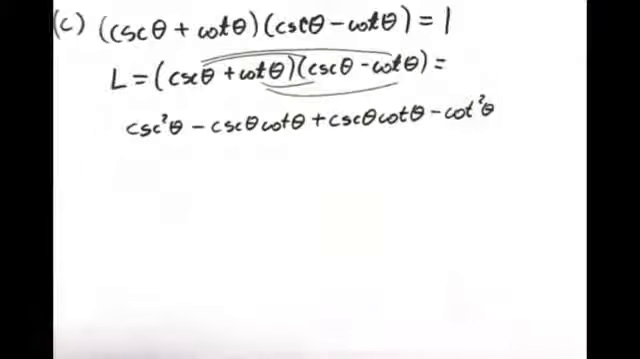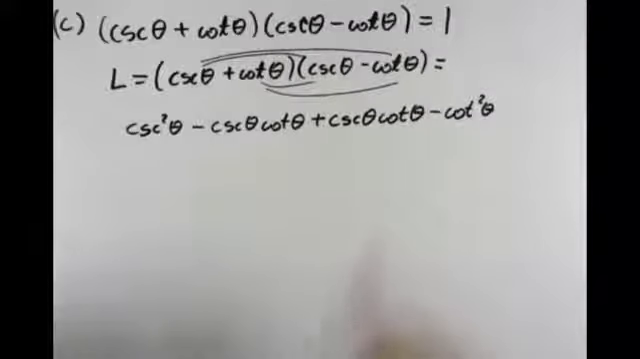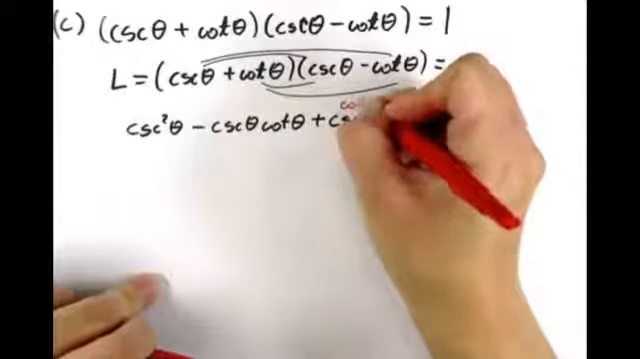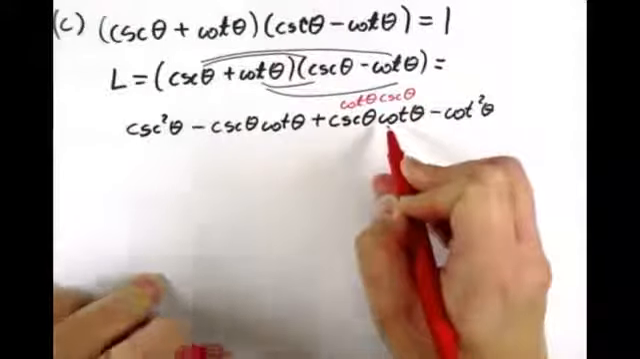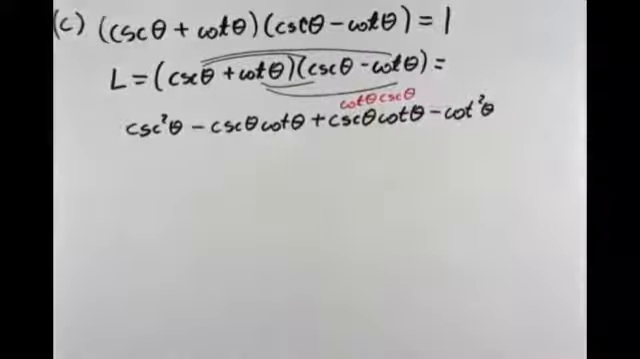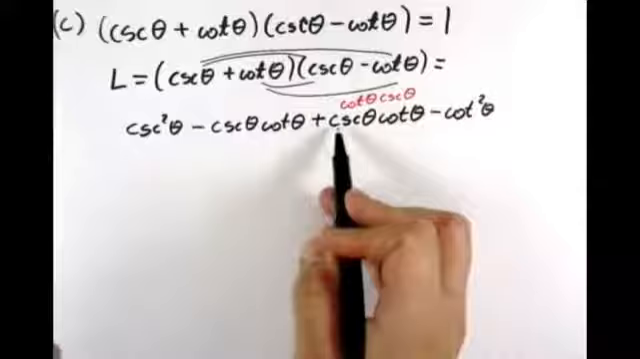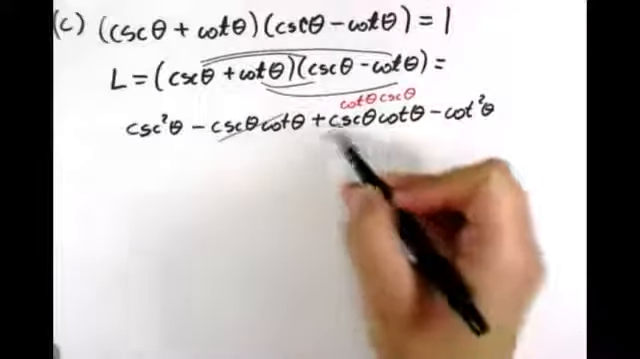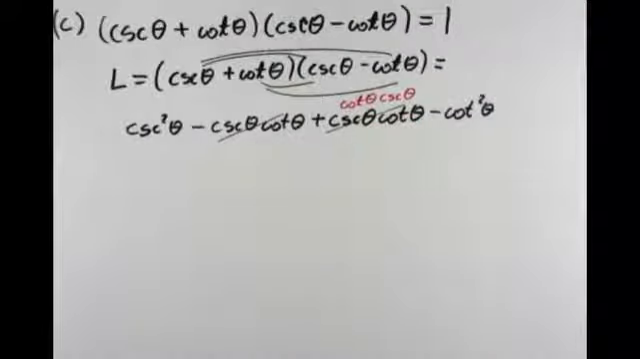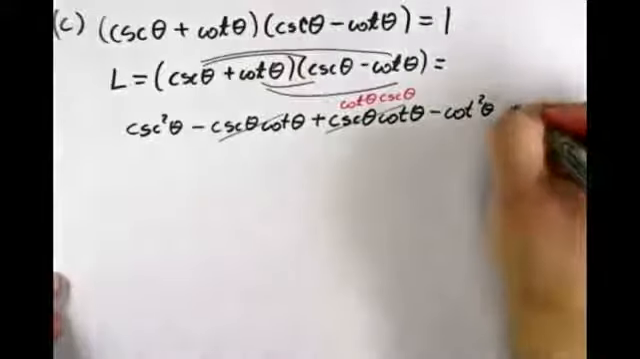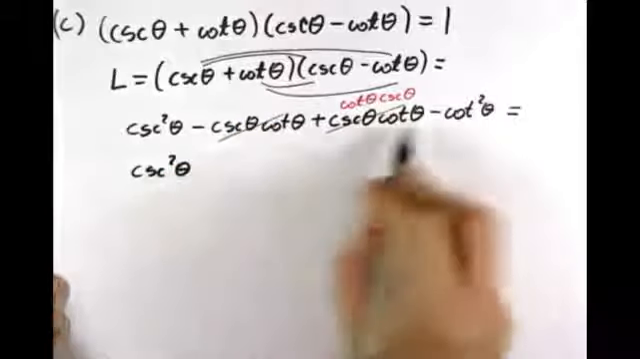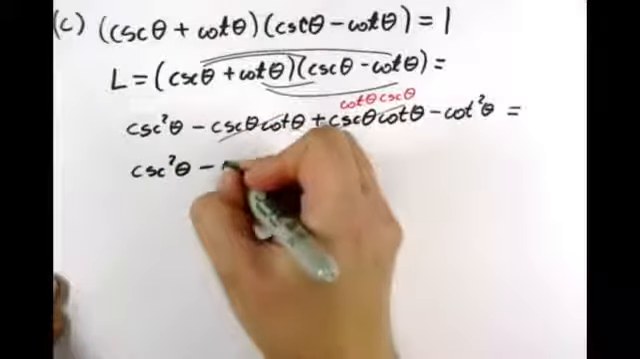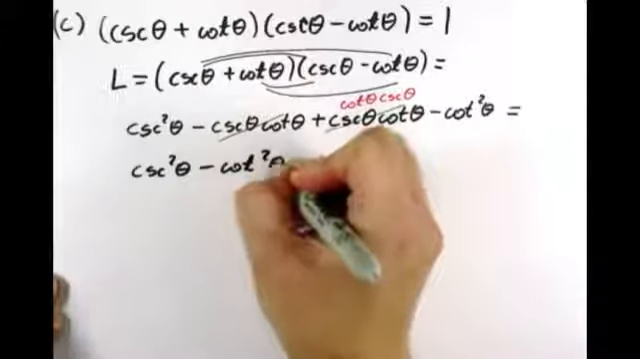This part is basically the same with cotangent theta, cosecant theta. You can keep changing the order, right? Because between them is multiplication. So now minus cosecant cotangent and cosecant cotangent plus, they cancel out. So what we have is cosecant square theta, and now I have minus cotangent square theta.